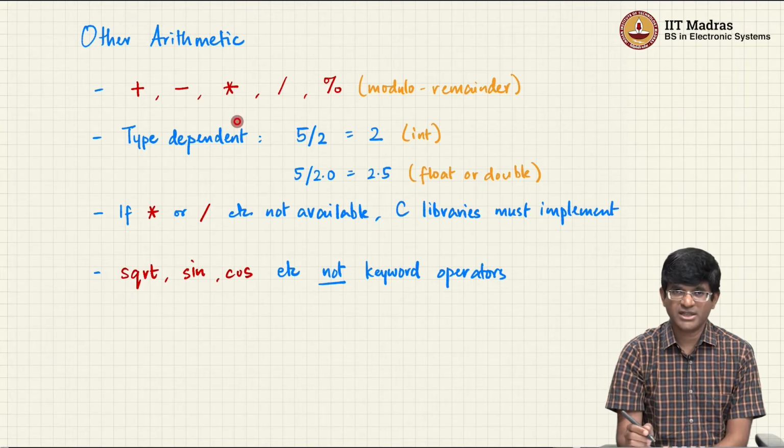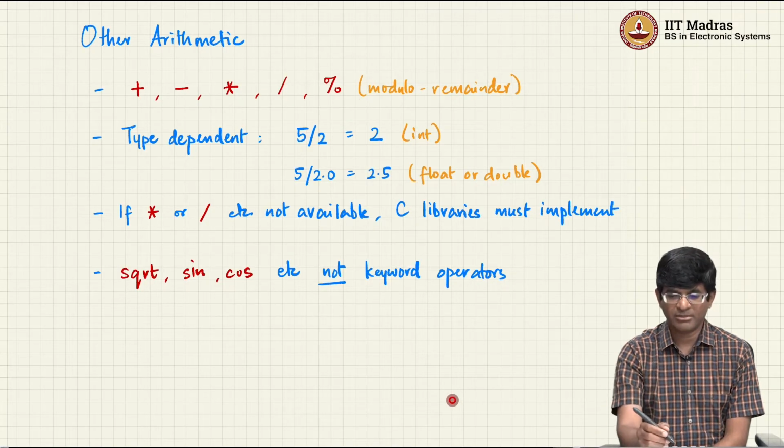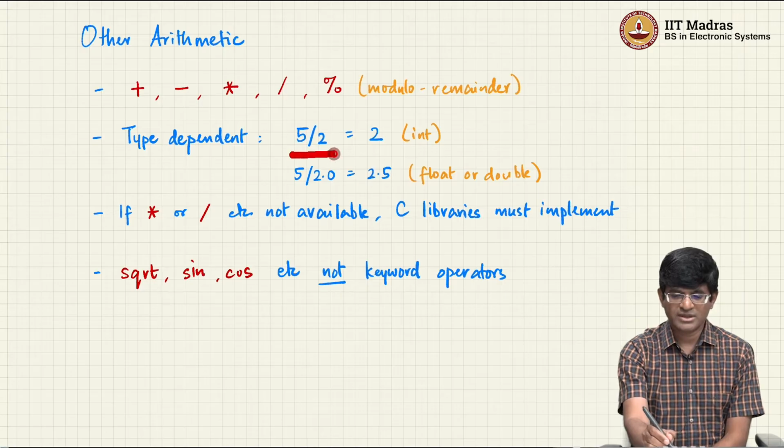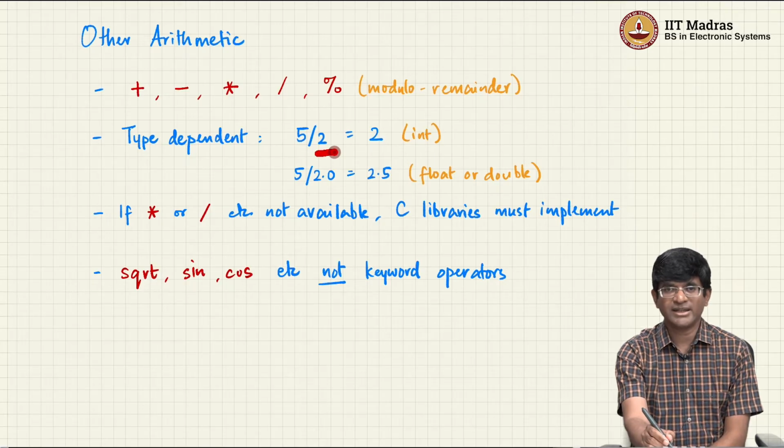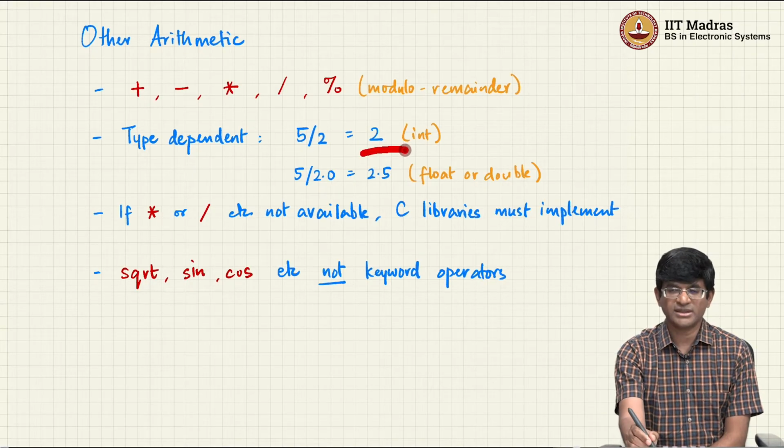But some of these operations can also be type dependent. What I mean by that is, if I use 5/2, in this case both 5 and 2 are automatically interpreted by the compiler as integers, which means that it actually invokes the division algorithm for integers and comes up with the result 2, which is also an integer.